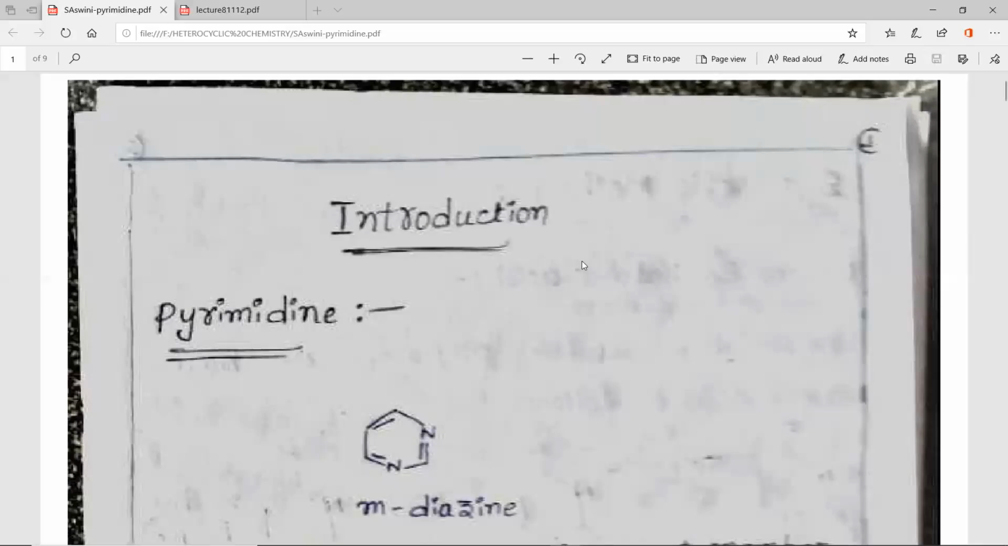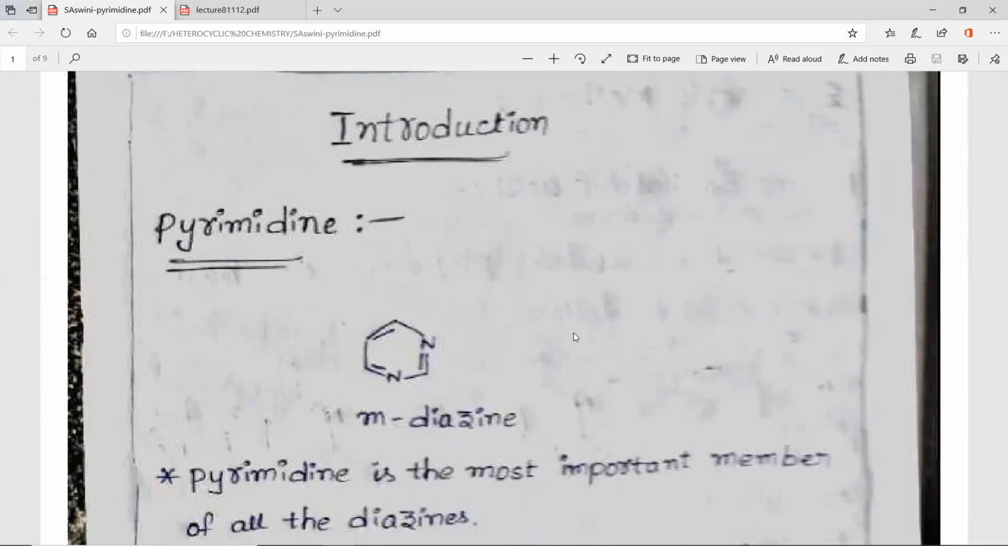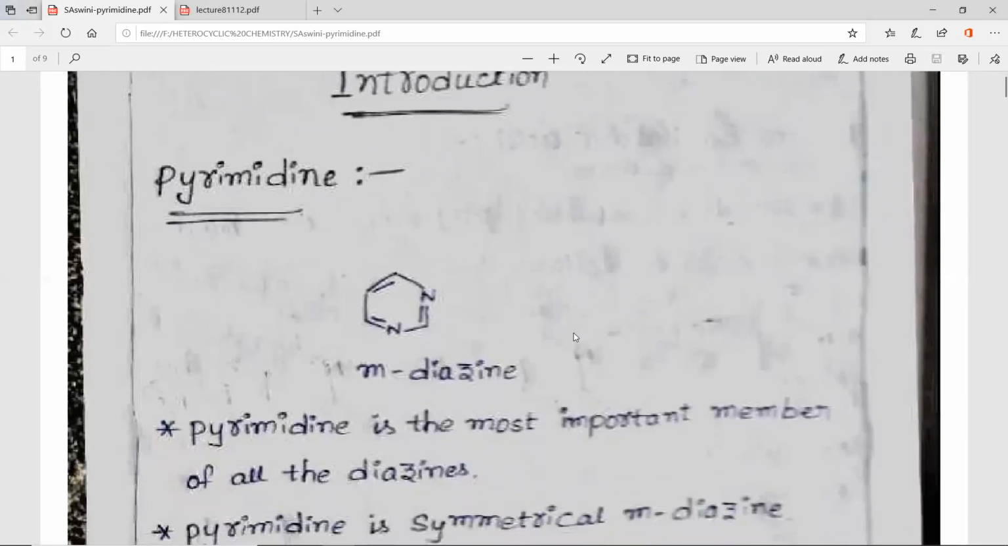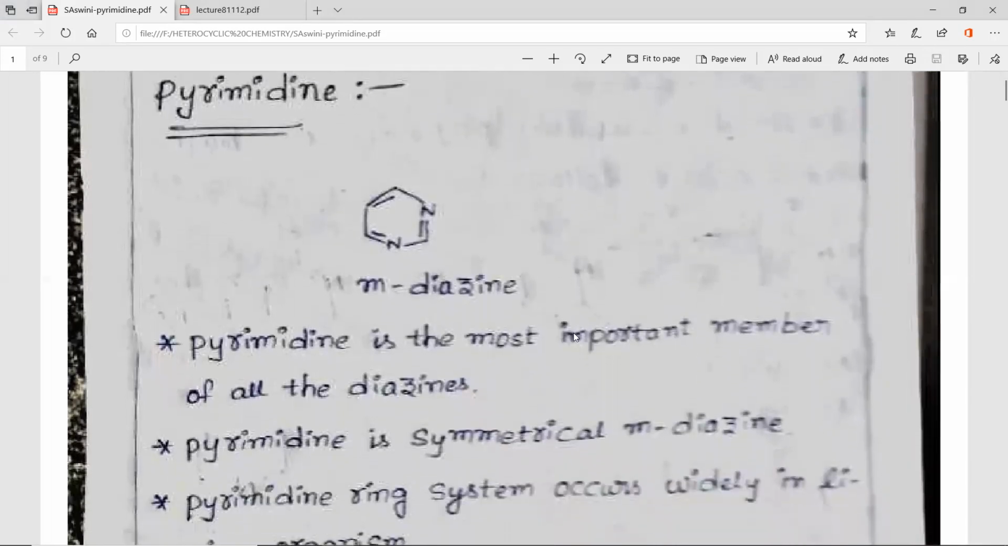Pyrimidine is another diazine. So pyrimidine is a 1,3-diazine, or we can name it as meta-diazine. It is the important member of the three diazines. It is also less basic than pyridine.